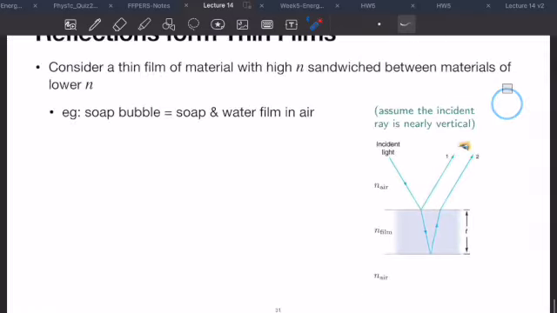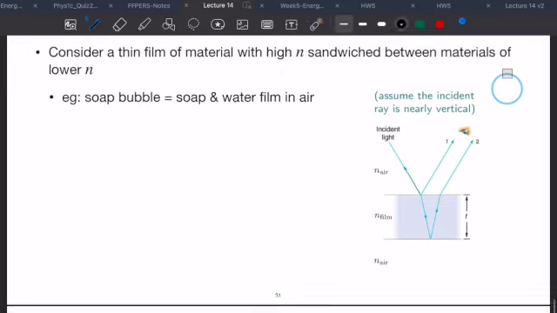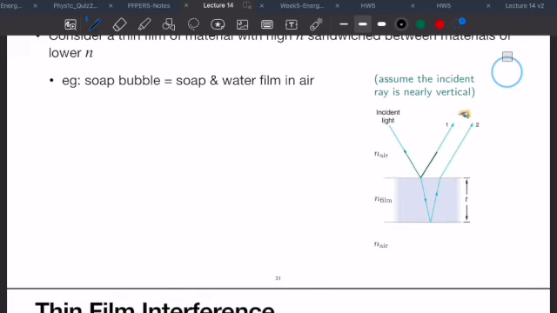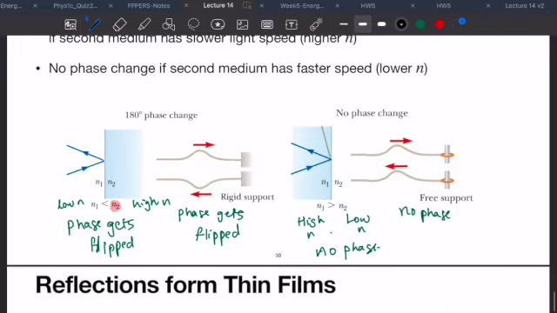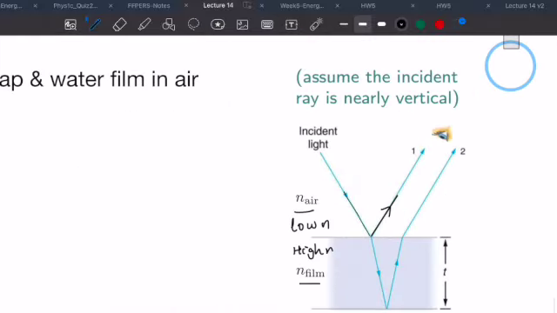Well, first we need to ask ourselves whether we pick up a phase at each of these boundaries or not. When we go from air to film, we're going from low n to high n. So let's go back and check if this necessitates a phase flip. We're going from low to high n, the phase gets flipped. Yes, so it does in fact necessitate a phase flip. So ray 1 gets a phase flip, or a phase of 180 degrees.